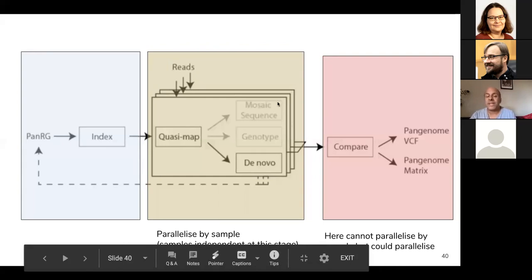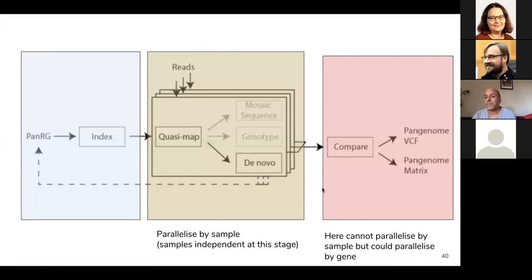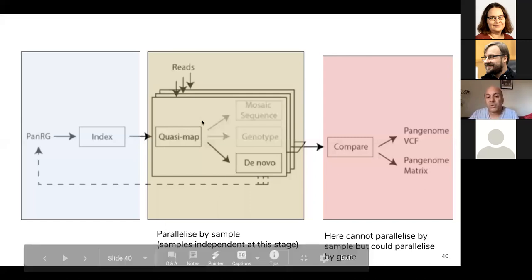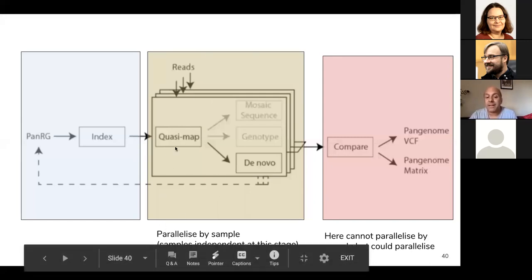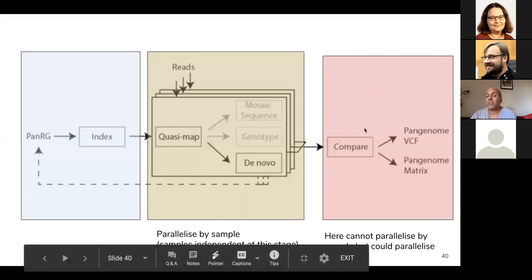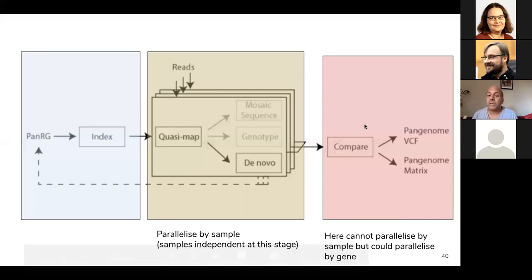And once you've done all of this, you're then going to compare all the samples against each other. I'll explain all this in more detail. I'll just point out that this section in the middle I can parallelize by sample, because I'm mapping the reads of a sample to the graph. Samples are all independent. I augment the graph, and then my final section where I'm comparing everybody, I can't parallelize by sample because I want to compare them all, but I can parallelize by gene. So the whole system is very parallelizable.